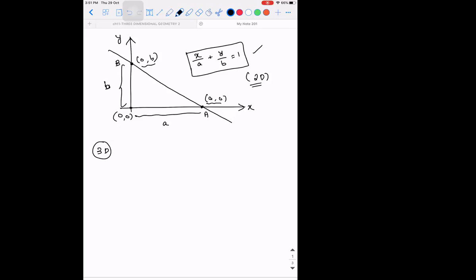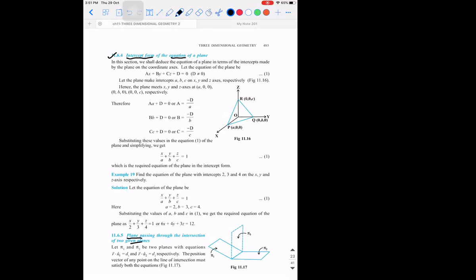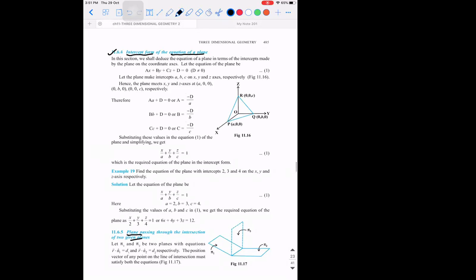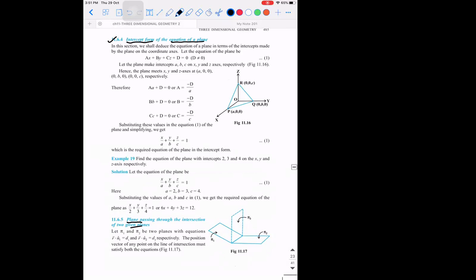So in 3 dimension, instead of writing the equation of a line, we will be writing the equation of a plane. So the intercept form of the equation of a plane: if you know the intercepts which are made by a plane on the x-axis, y-axis and z-axis, then the equation of the plane is given as x by a plus y by b plus z by c is equal to 1. It is very, very simple to prove. Okay, I'll show you guys.